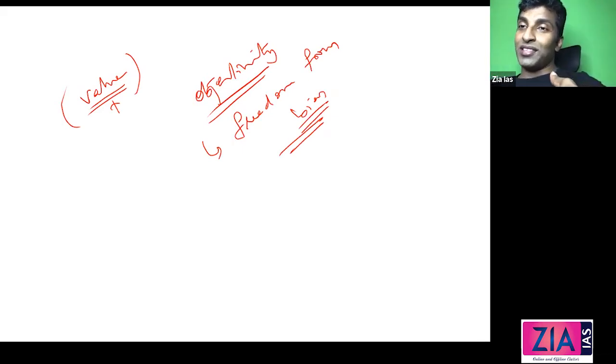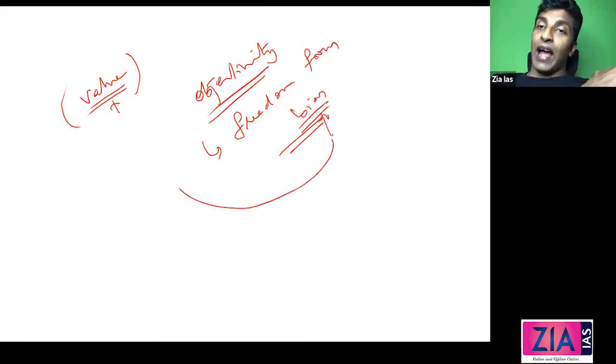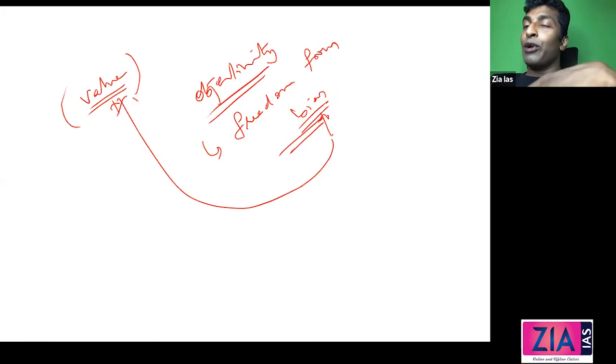Okay, Vivek, thank you so much. So from where will this bias come? The bias will come from value. Then you tell what is value. Values are these, okay? And then you tell objectivity.